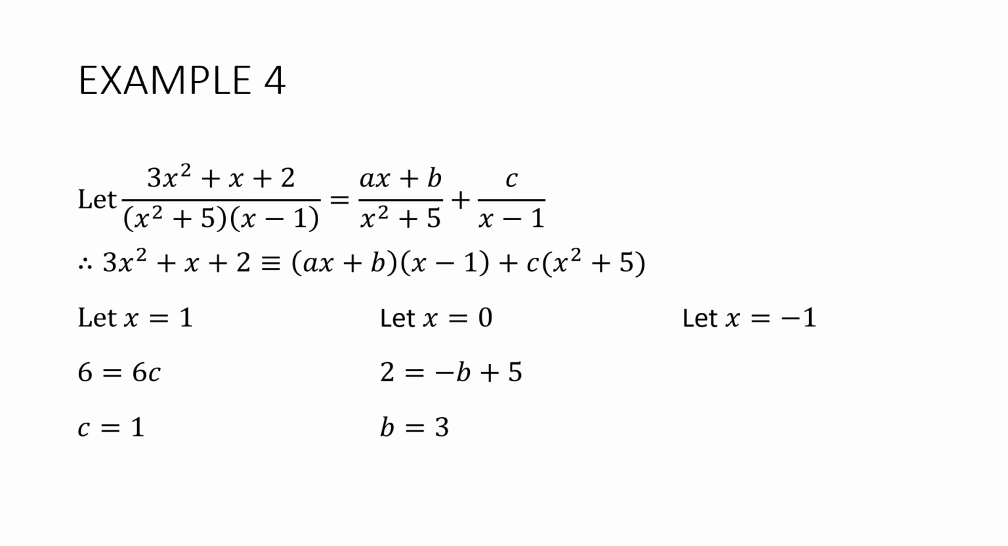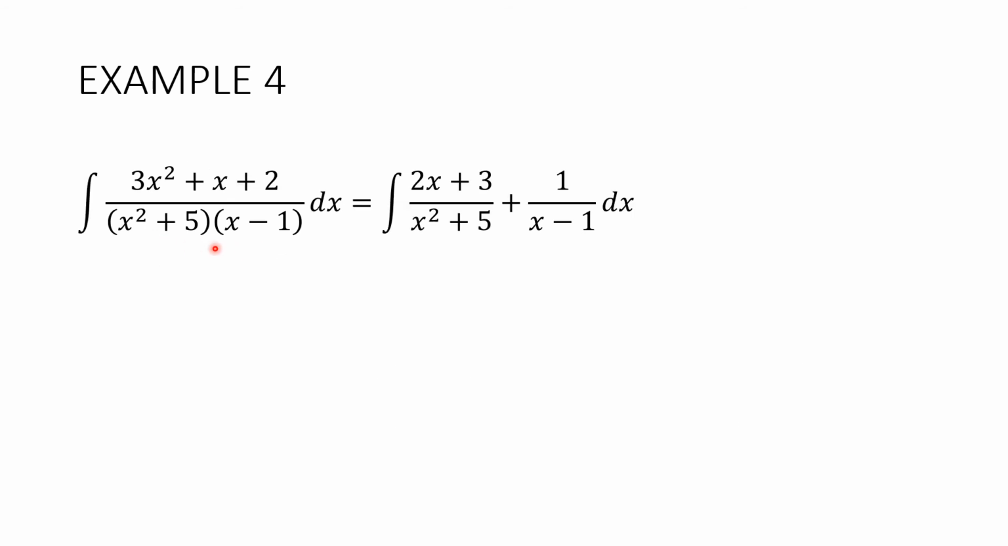And then finally, let's let x equal negative 1. That's going to give me 3 take 1 plus 2 is equal to negative a plus b, which is 3, multiplied by negative 2, plus c multiplied by 6. And substituting what c is equal to and what b is equal to and tidying all of that up, we're going to get a is equal to 2. So this is the same as this. And again, take the time to work backwards and make sure that your partial fractions are correct.